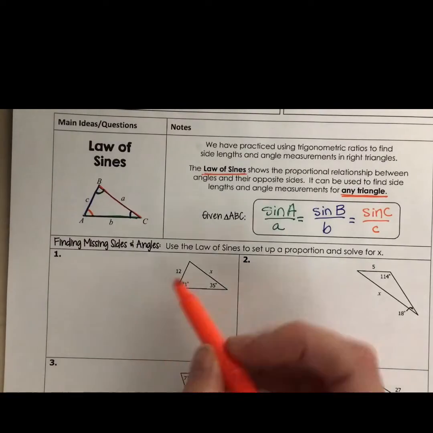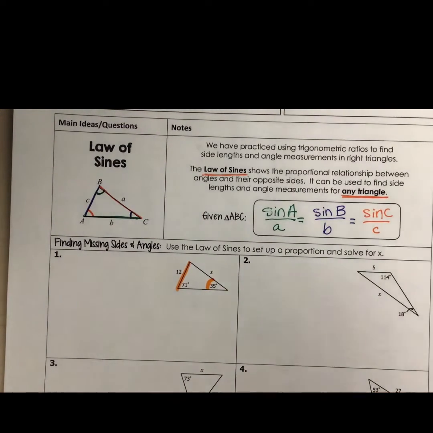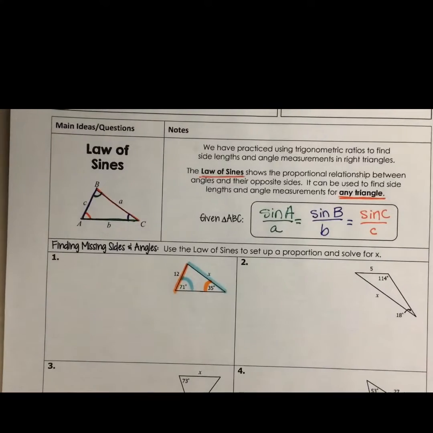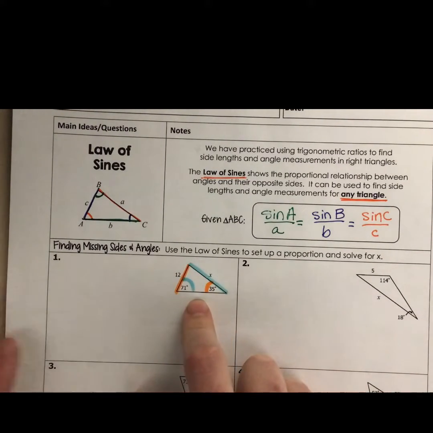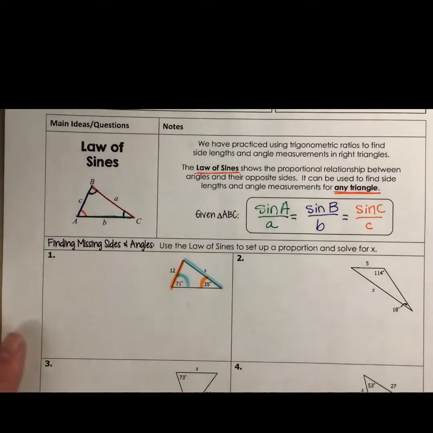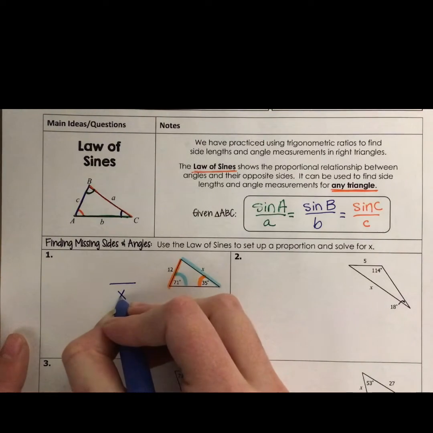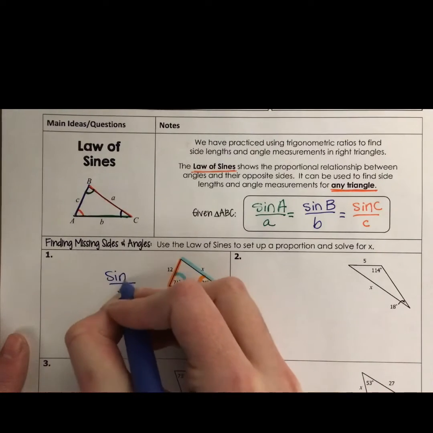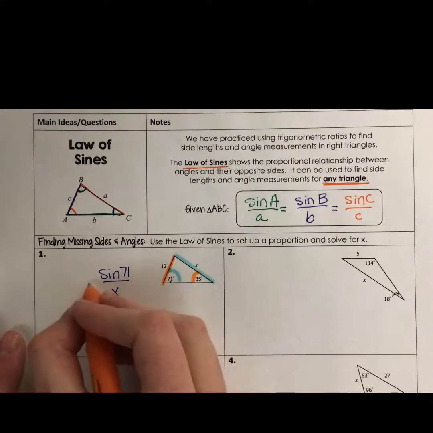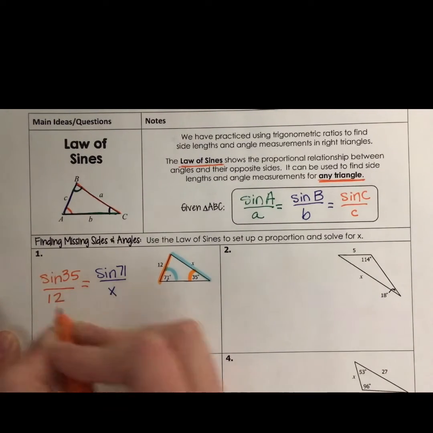This first problem, we have the side 12, which is opposite of this angle 35. And then we have this angle 71, which is opposite of this side x. So we're not given our other side here. We're not given this other side or the other angle. So we're not trying to find that. We just want to solve for x. And since we're trying to solve for x, I'm going to keep using blue. X would go on the bottom, and sine of 71 would go on top. Now we know that that is going to be equal to my other relationship here between the sine of 35 and the side 12.